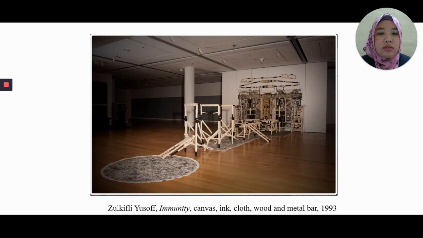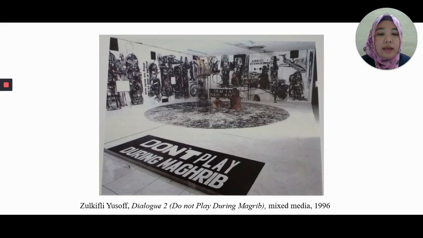In contrast to his work Do Not Play During Maghrib, which is not a symmetrical work, however, the arrangement of the artworks is put in a way that the artist actually uses the space given in order to create a very fantasy-like arrangement of works.